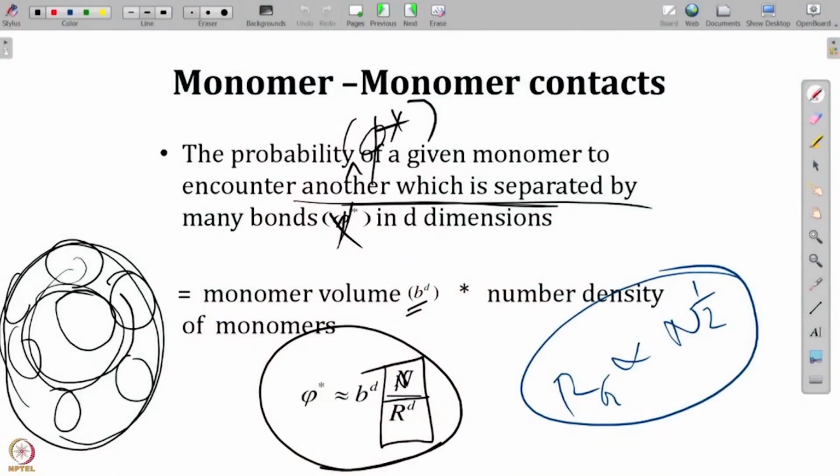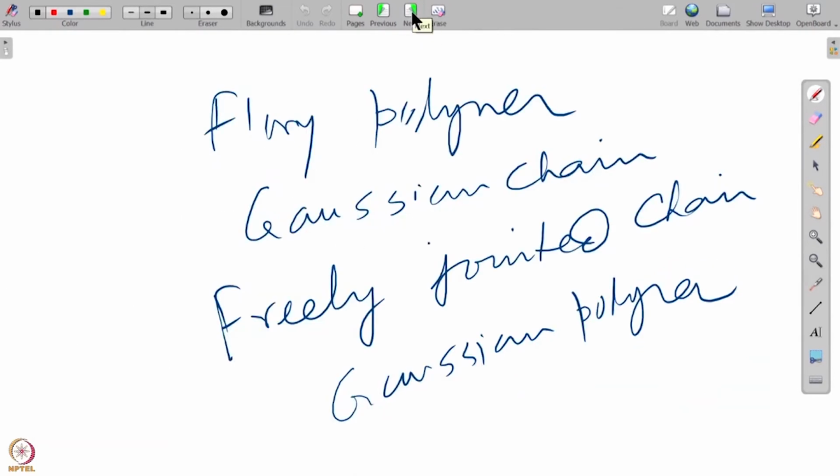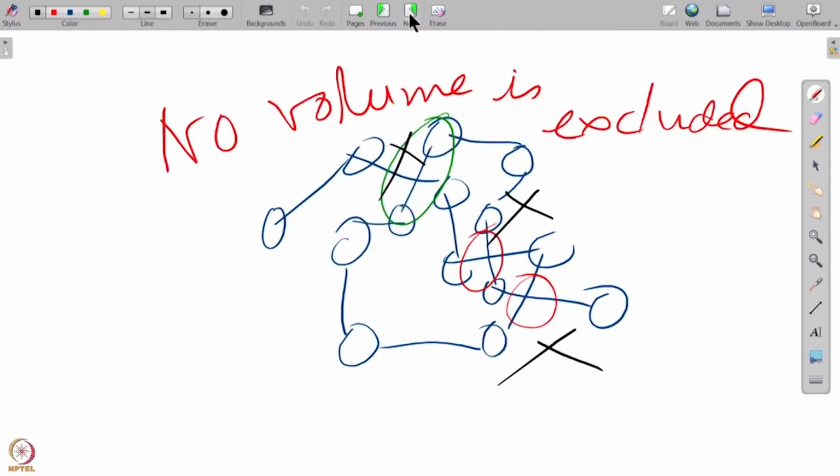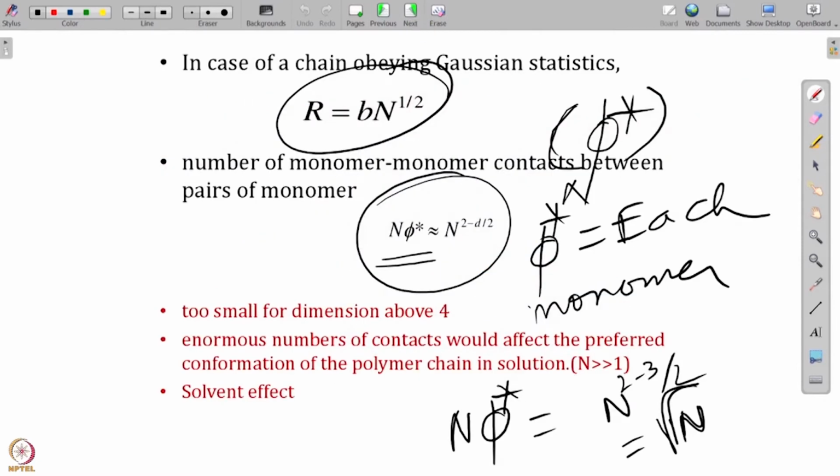So I go back again. I have considered phi star, the probability of a monomer encountering another monomer, and the monomer size is b to the power d and density is n by R to the d, then n phi star is the total number. So then they become n squared, and R to the d is root over n. So I get d by 2.